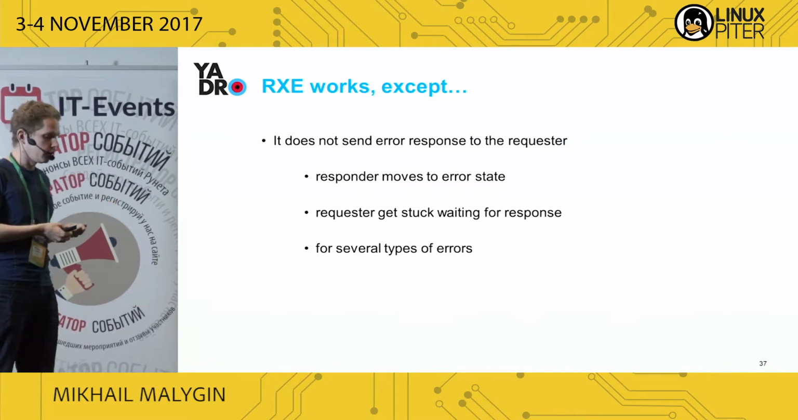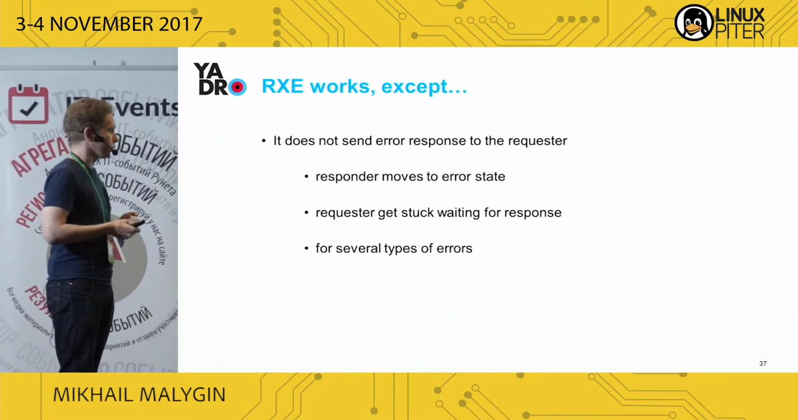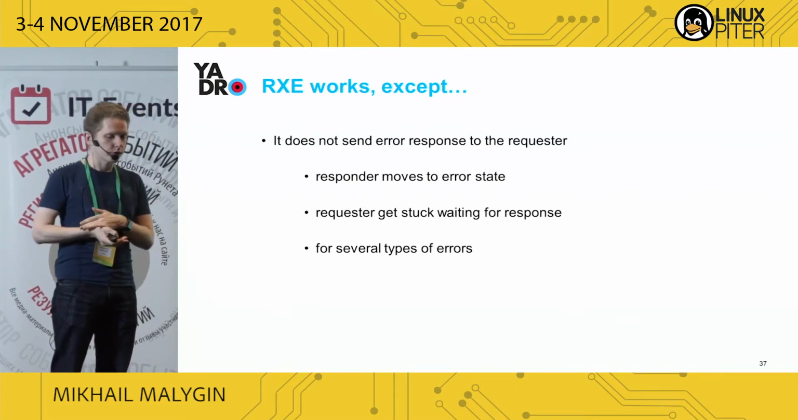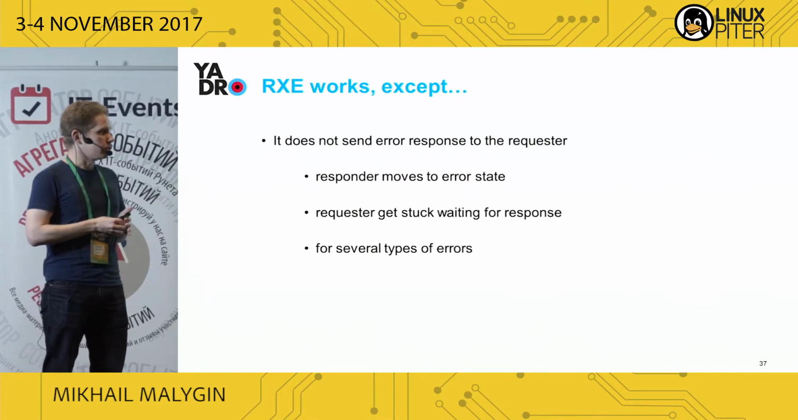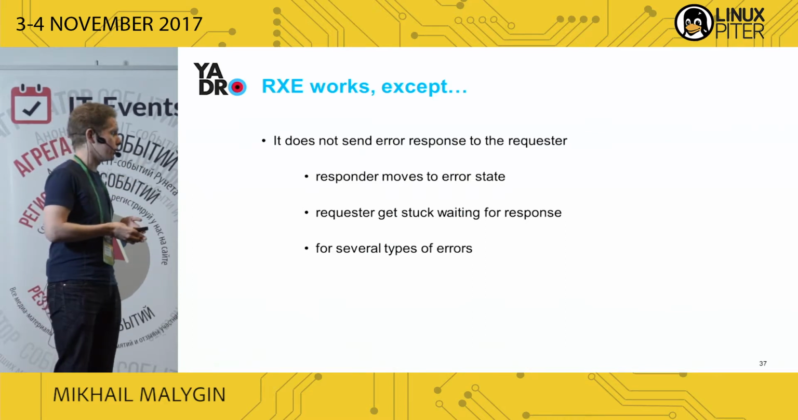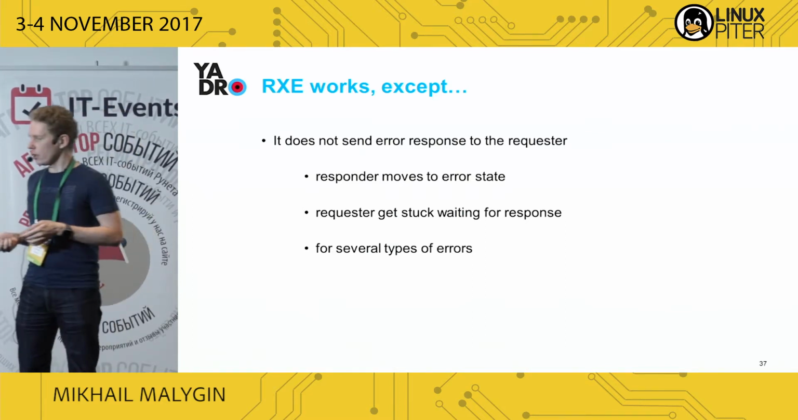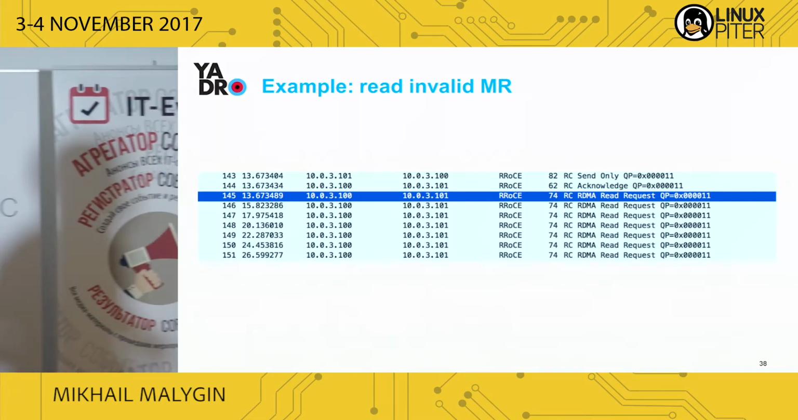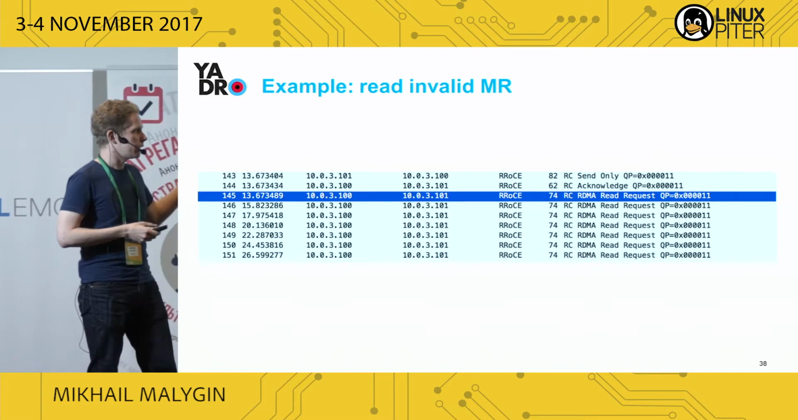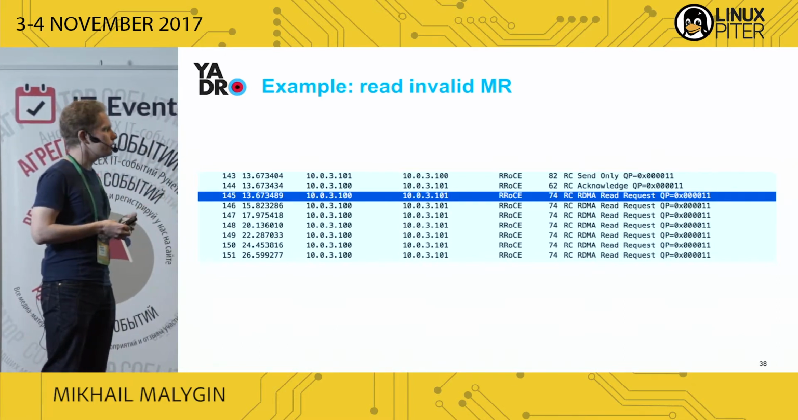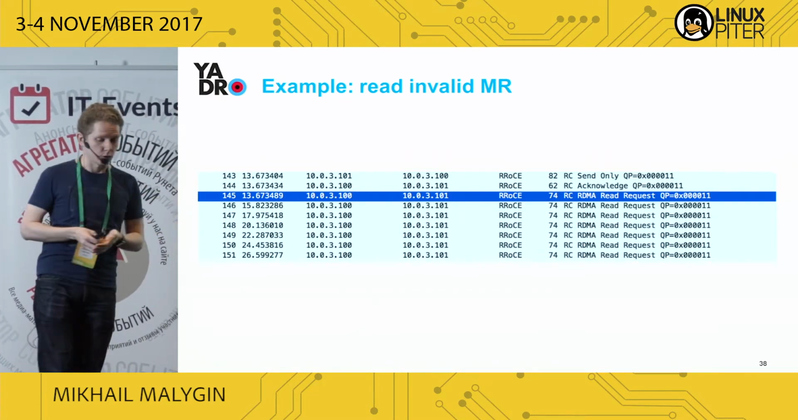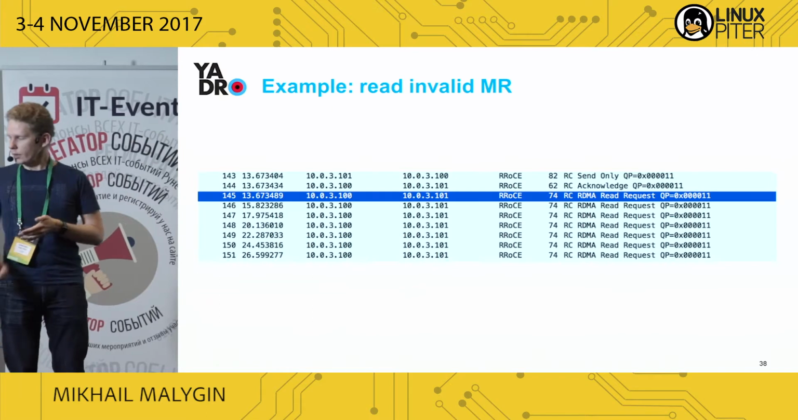So if there is a mistake, it is not sent back to the one who requested. So it gets stuck there, and it can happen for several types of mistakes, of errors. Well, it looks this way. If you try to read what's already absent, there are different aid requests, and in this condition, the system may stay for quite a long time.